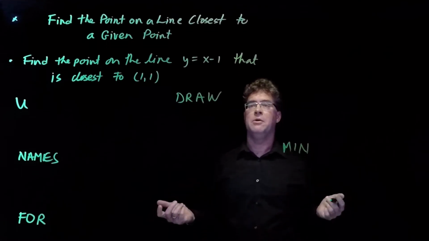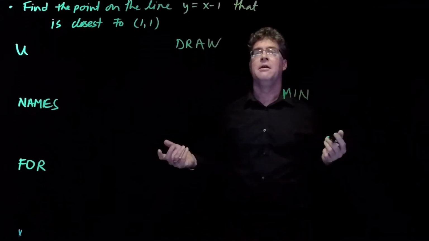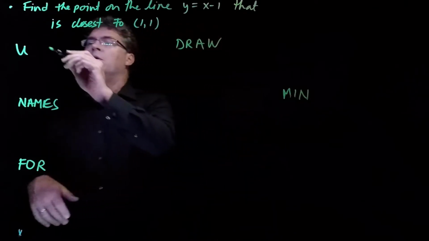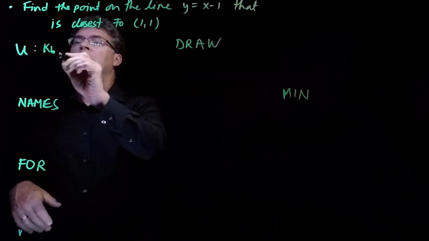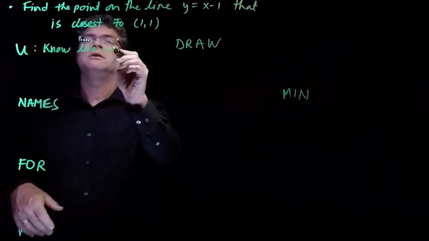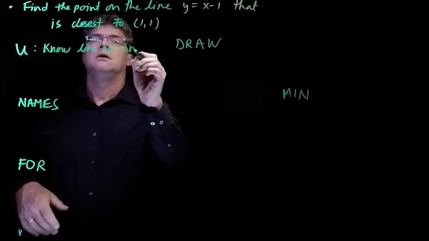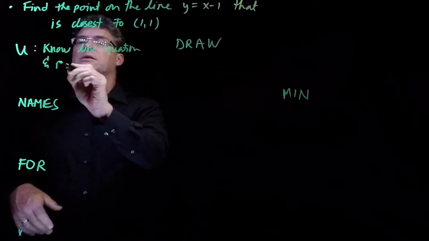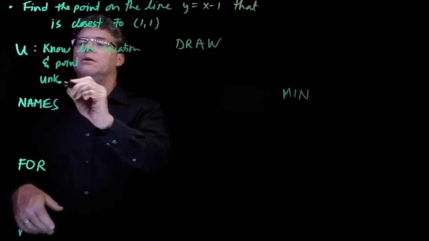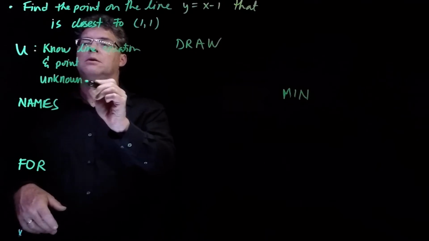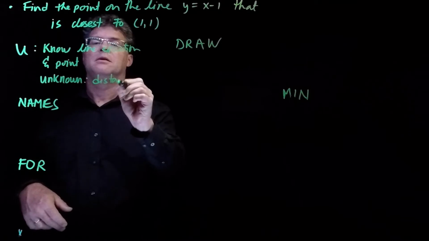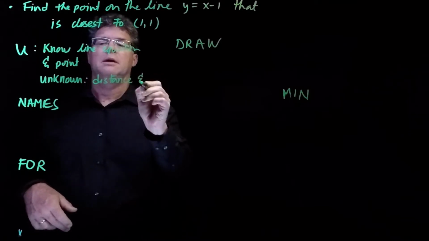Okay, let's start with understanding. What's known and unknown? We know the line equation, and the point. Unknown is the distance and the point on the line.